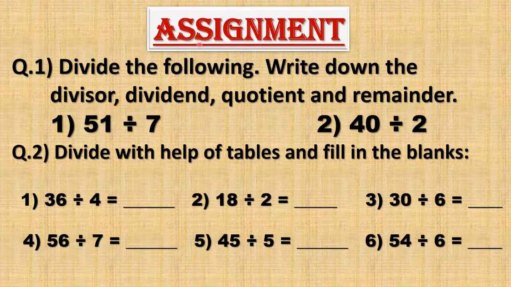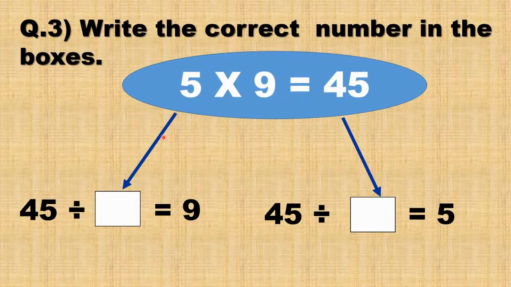Students, this is your assignment. Question number 1. Divide the following. Write down the divisor, dividend, quotient and remainder. Question number 2. Divide with the help of tables and fill in the blanks. Question number 3. Write the correct number in the boxes. You have to do practice at your home.